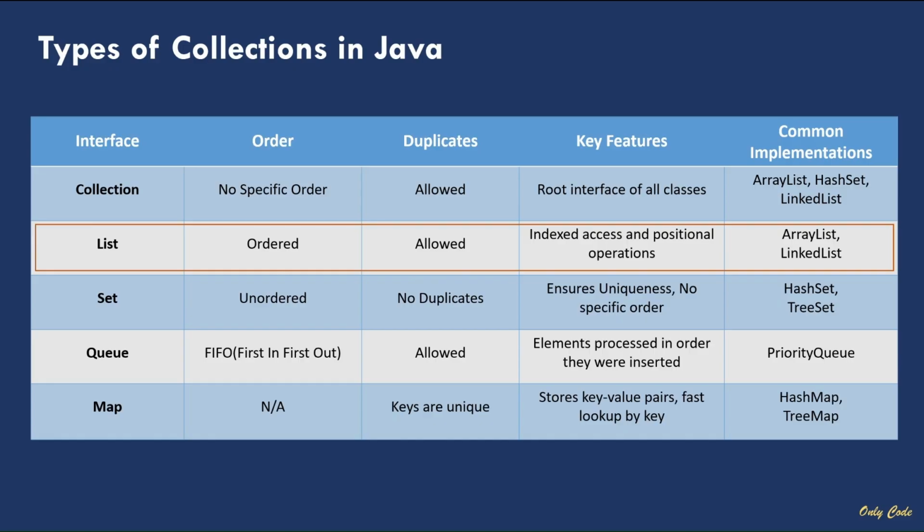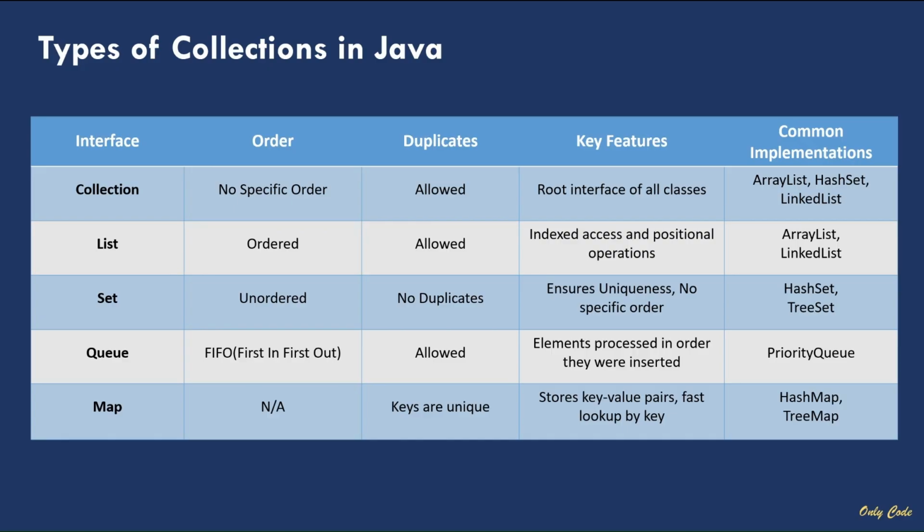Lists. Lists are ordered collections. The order in which elements are added is preserved. Lists also allow duplicates. This makes them useful when the order or ability to access elements by index is important. Common implementations of List include ArrayList and LinkedList.